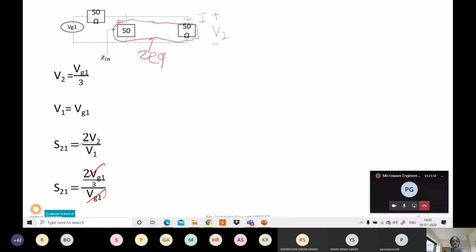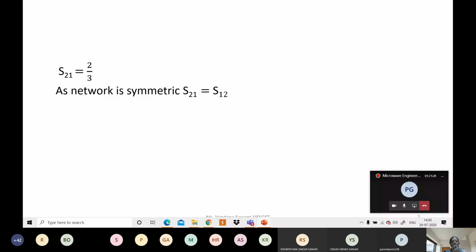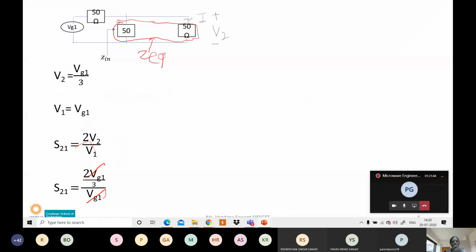As the network is symmetric, S21 is equal to S12, so no need to calculate S12 again. So we can write the S parameters: S11 and S22 are minus 1 by 3, and S21 and S12 are 2 by 3. In that way you have to write. I think all of you are done up till this point.